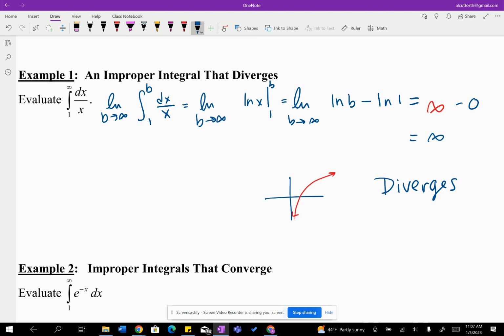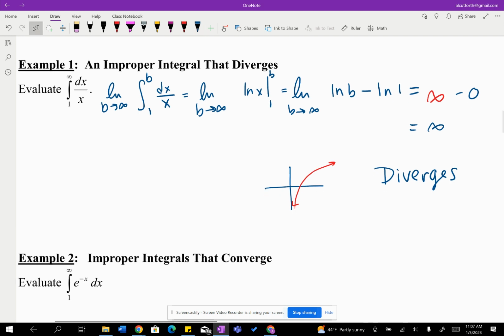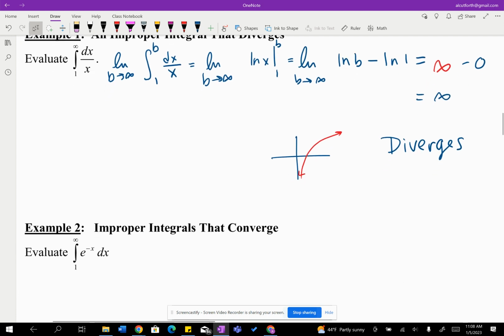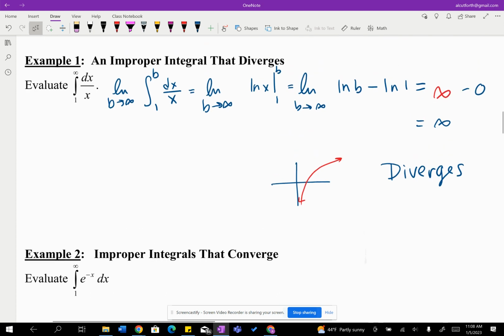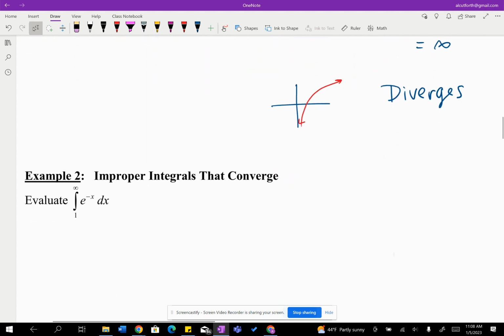A lot of times these questions will just be multiple choice: convergent, divergent, or if it converges, what does it converge to? That's it. If it's free response, that's when we have to be a little bit careful that we're writing the notation down correctly. All right, so this one diverged. Let's look at one that converges.